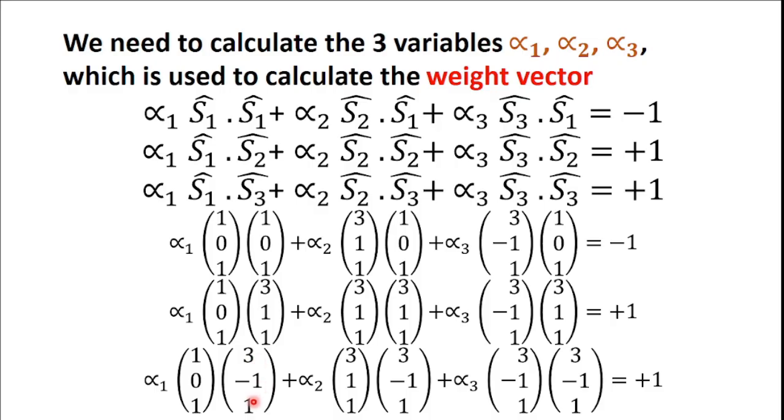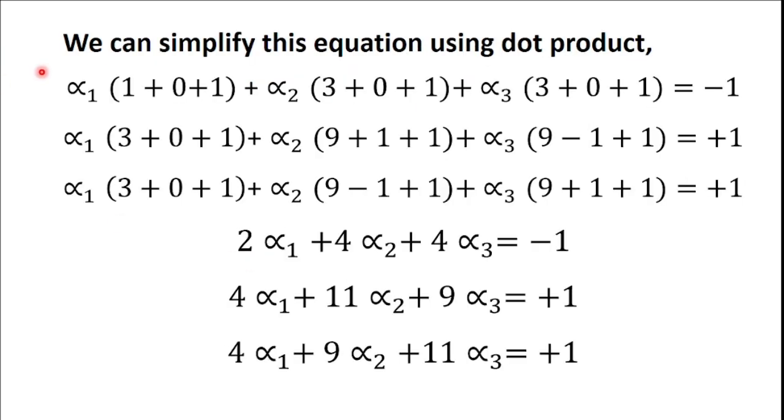s1 cap is (1, 0, 1), s2 cap is (3, 1, 1) and s3 cap is (3, -1, 1) respectively. When we do the dot product between these vectors, you will get alpha 1 times (1 + 0 + 1) plus alpha 2 times (3 + 0 + 1) plus alpha 3 times (3 + 0 + 1), which is equal to -1. Same way for the remaining two equations. If you simplify, you will get 2 alpha 1 plus 4 alpha 2 plus 4 alpha 3 equal to -1, 4 alpha 1 plus 11 alpha 2 plus 9 alpha 3 equal to +1, and 4 alpha 1 plus 9 alpha 2 plus 11 alpha 3 equal to +1.